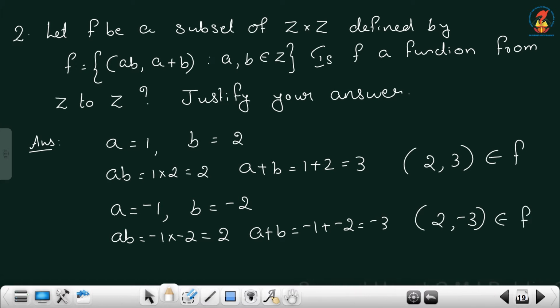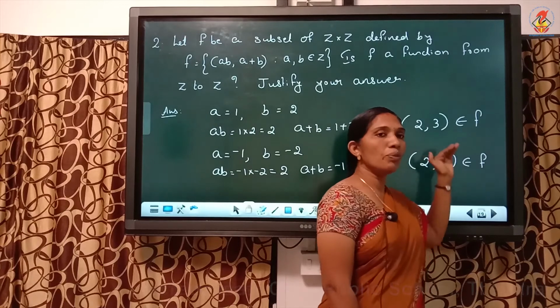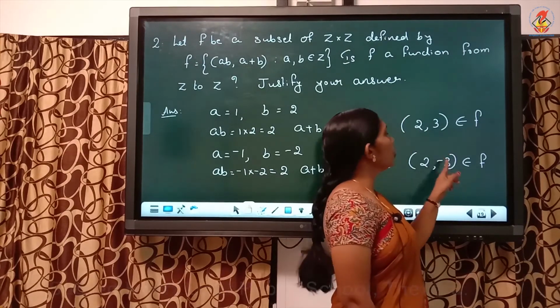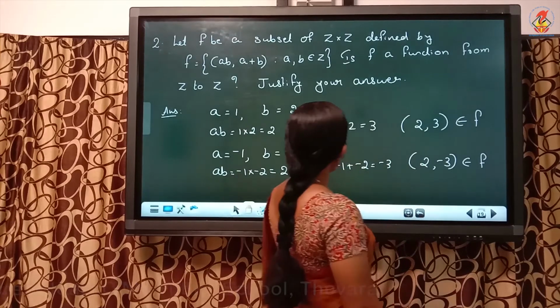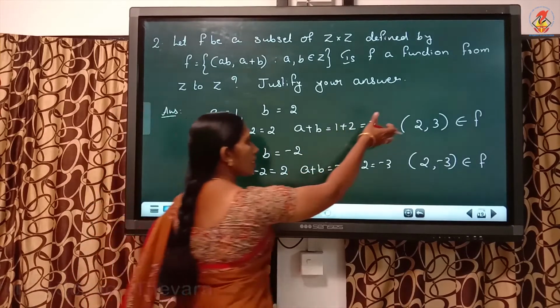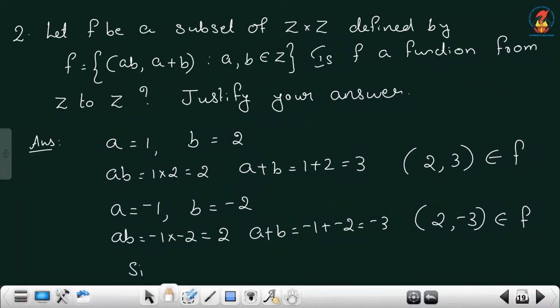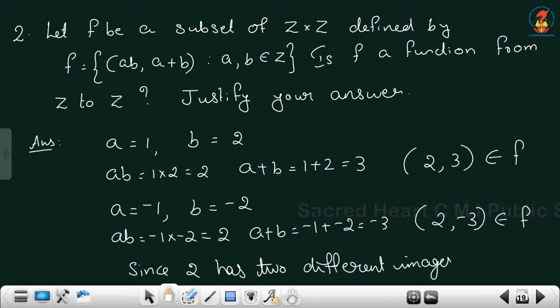Now what is the image of 2? 3. What is the image of 2? -3. So how many images for 2? There are 2 images. So you can take many examples like this, but this one example is enough. From this we can say that F is not a function, since 2 has two different images, not a unique image. F is not a function.